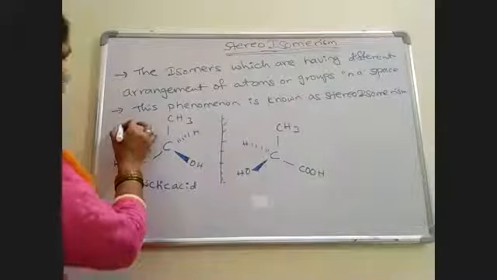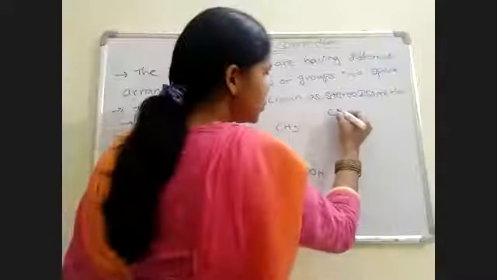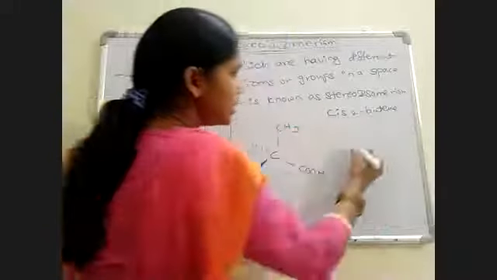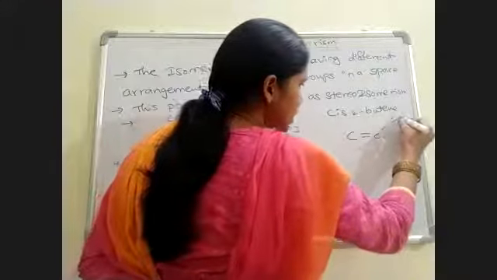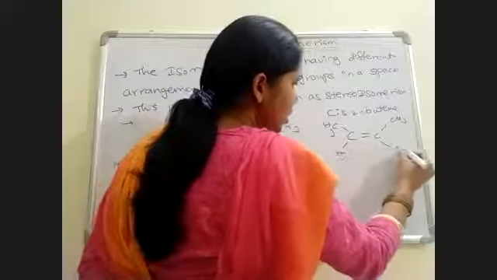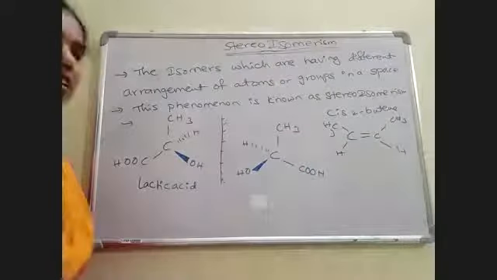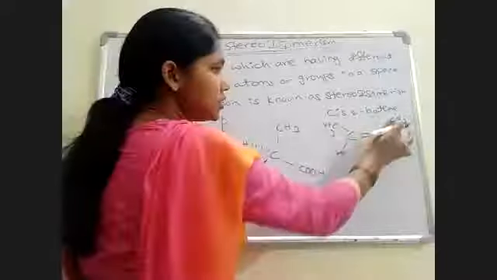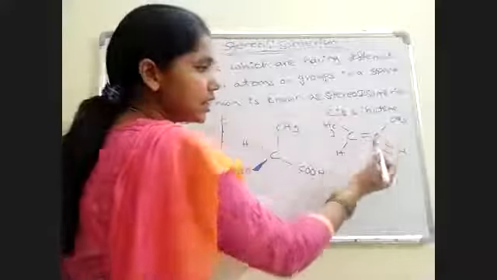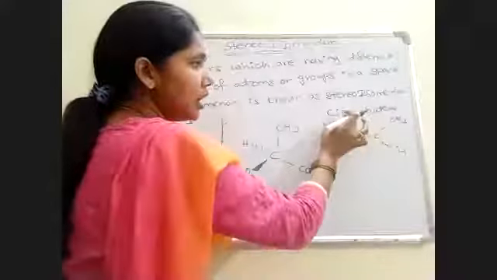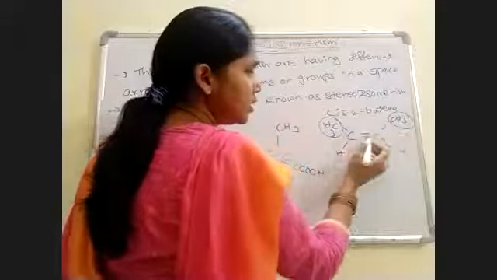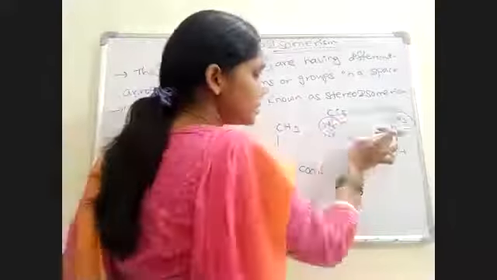And we can also take another example, cis-2-butene. Cis-2-butene is written like this: CH3, CH3, H. See, there are four carbons, 1, 2, 3, 4, and the double bond is at the second carbon. So 2-butene. And in this arrangement the methyl groups are arranged on the same side of the double bond. So this is represented as cis-2-butene.